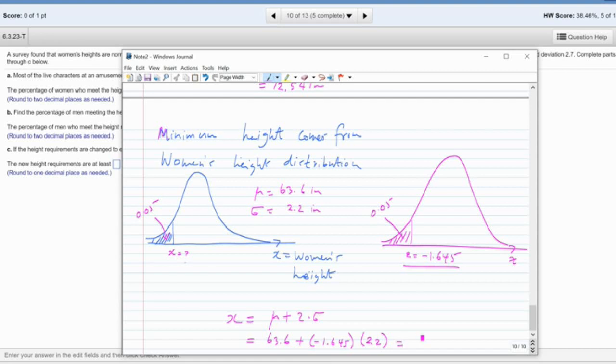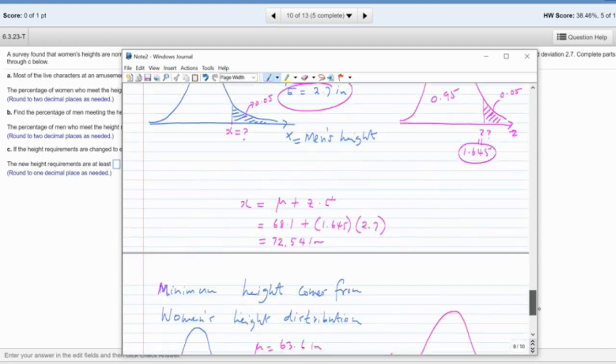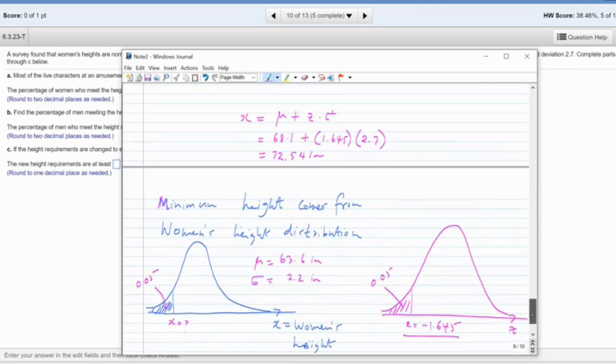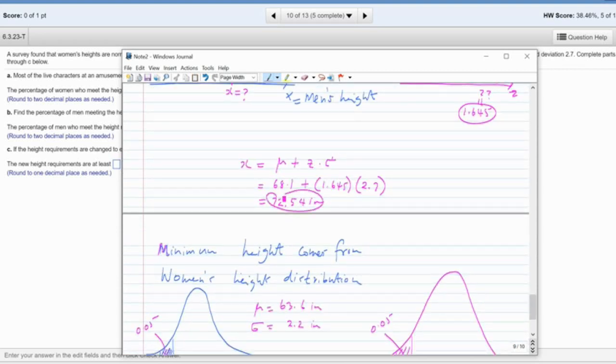What is that equal to? It is 59.98 inches. So the new height requirement is that a person has to be between 59.98 inches and 72.54 inches. Okay, so let's type this.